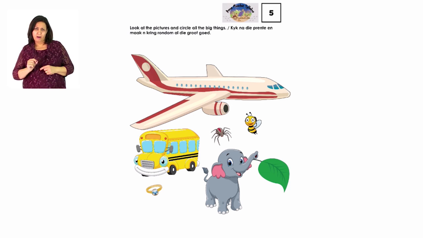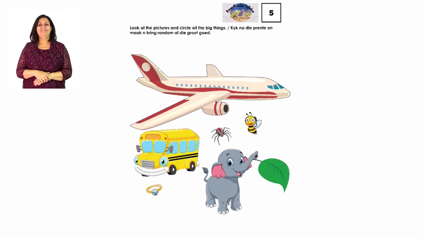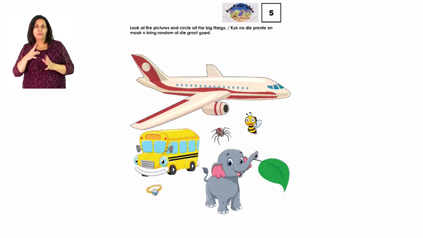Can we do that together? Yes, well done. So you need to complete all the other work shown on page 30. You need to circle all the big things shown in the picture. Shall we do that? Well done, boys and girls. I hope we have been able to understand what the word big means, and you have been able to identify all the big things in the picture. Well done.